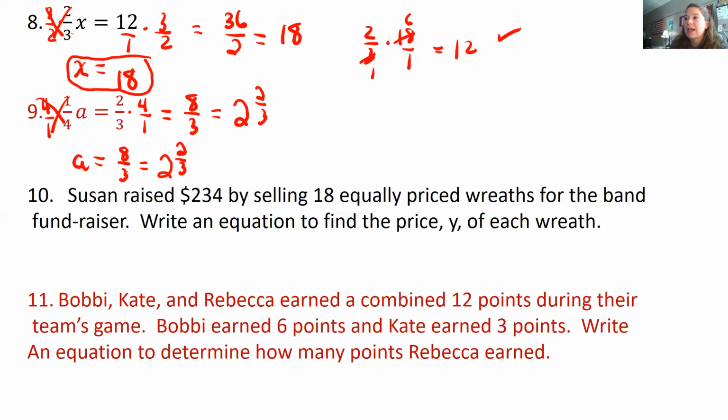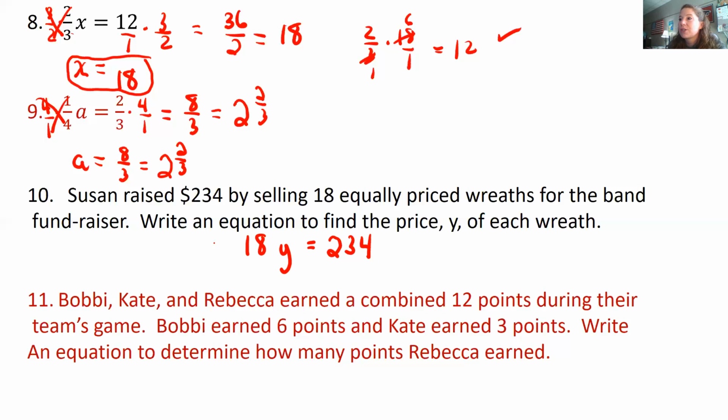All right, number 10, Susan raised $234 by selling 18 equally priced wreaths for the band fundraiser. Write an equation to find the price Y of each wreath. So if her total was $234, we're going to let our expression equal $234. Well, she sold 18 and each wreath was the same price, so we would multiply 18 times the price of each, which we don't know. So we're going to use Y. And that's where we got our total of $234.